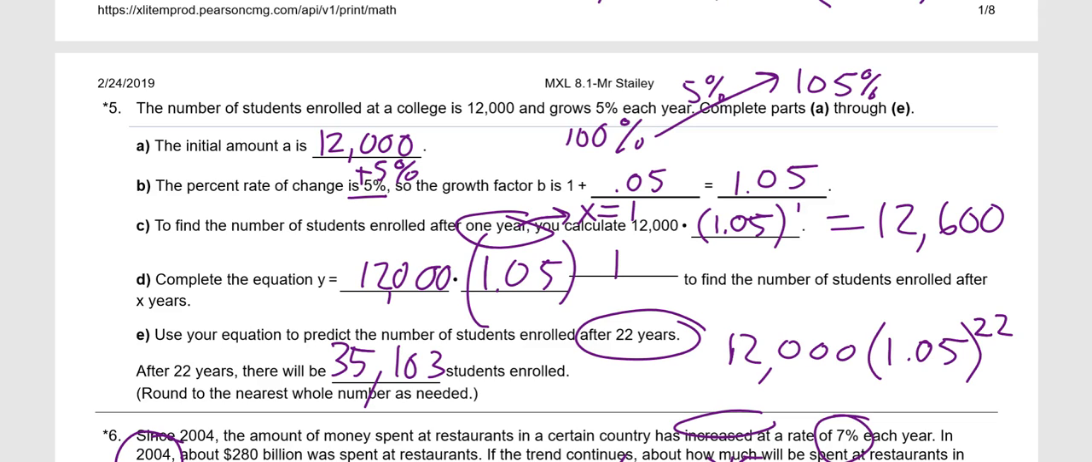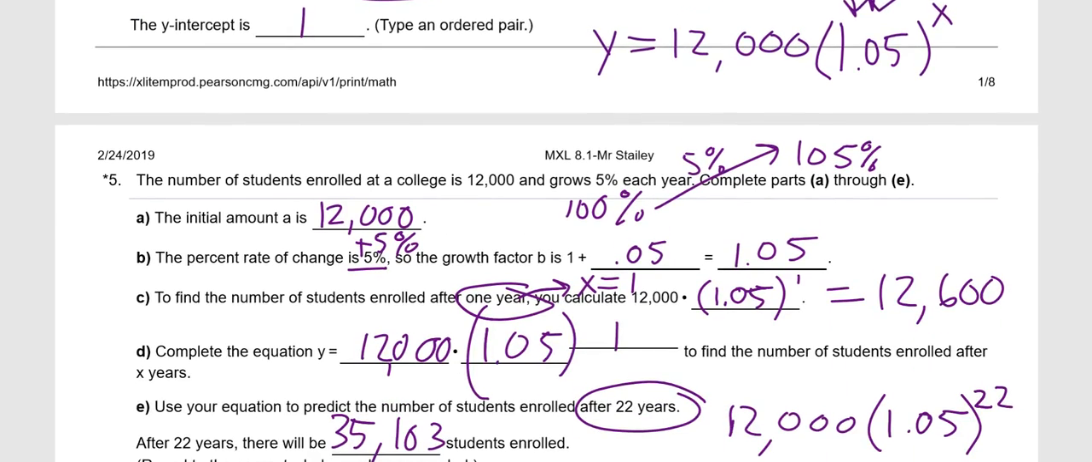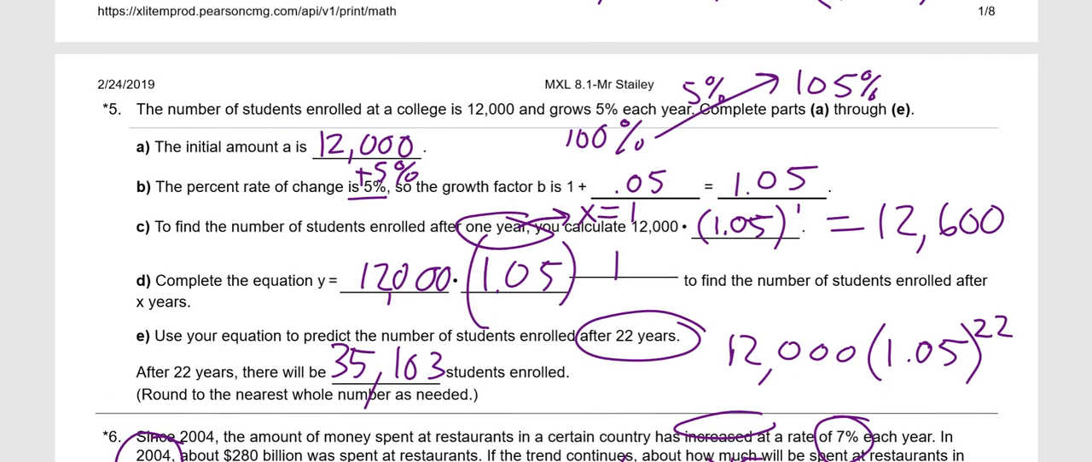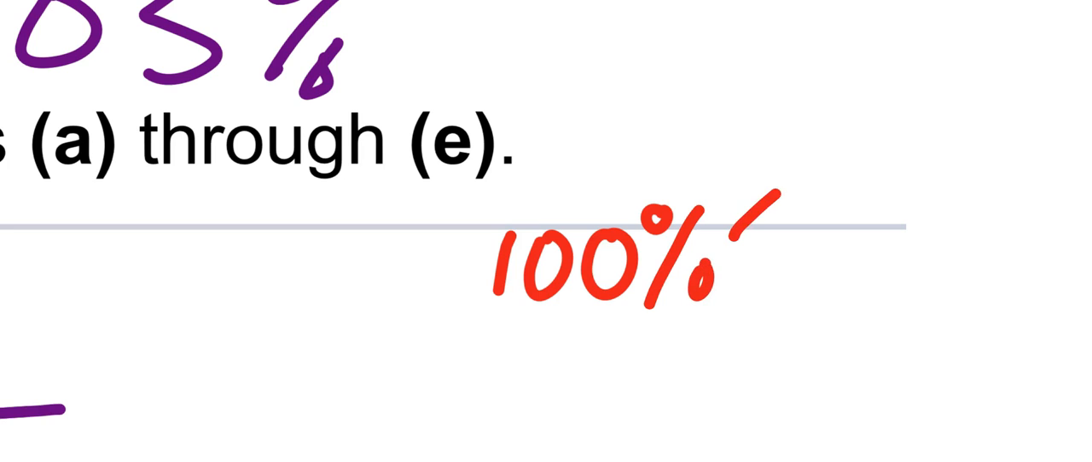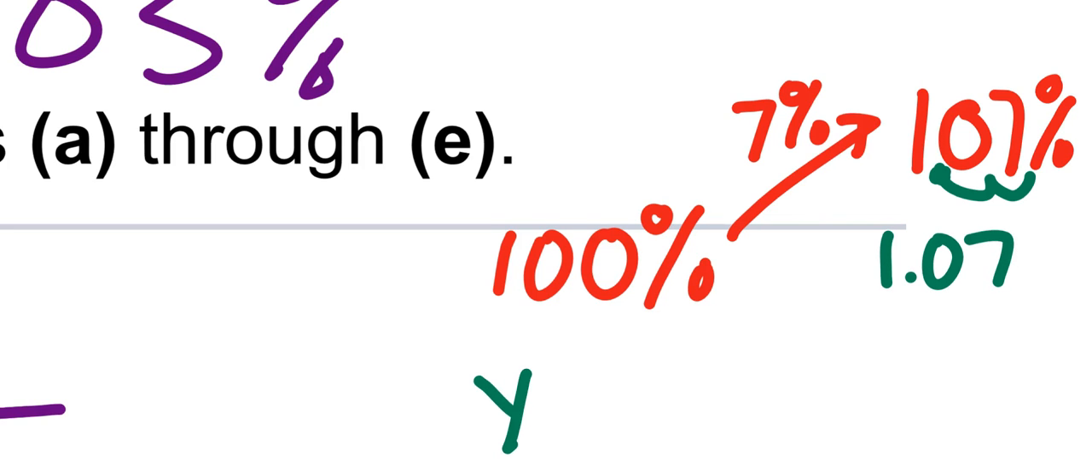Well, if we're talking about a 7% increase, is that per year? That's per year. Let me see if I can do this. I don't have a lot of space here, so I'll zoom in and just do it in this corner. So we got 100%, and we're going up 7%. What number would that be? 107%, right? So as a decimal, 1.07, exactly, because you move it over two places. So that is the B value. So we have our equation.